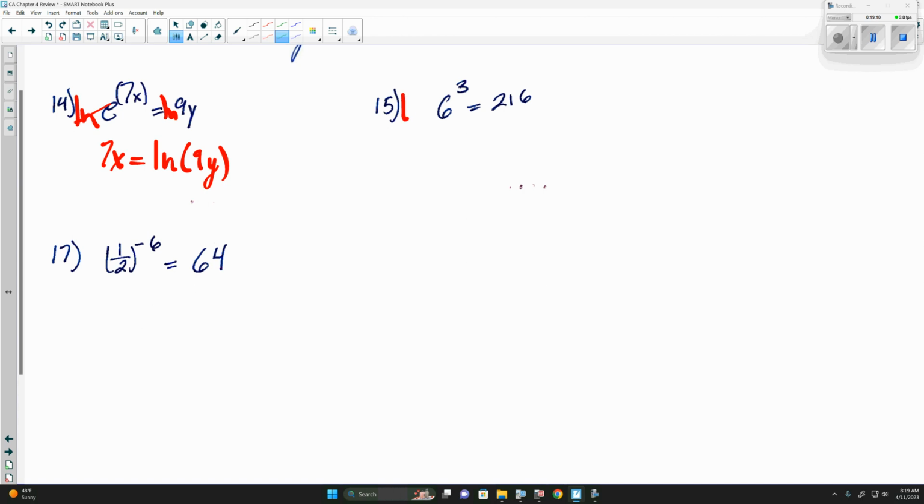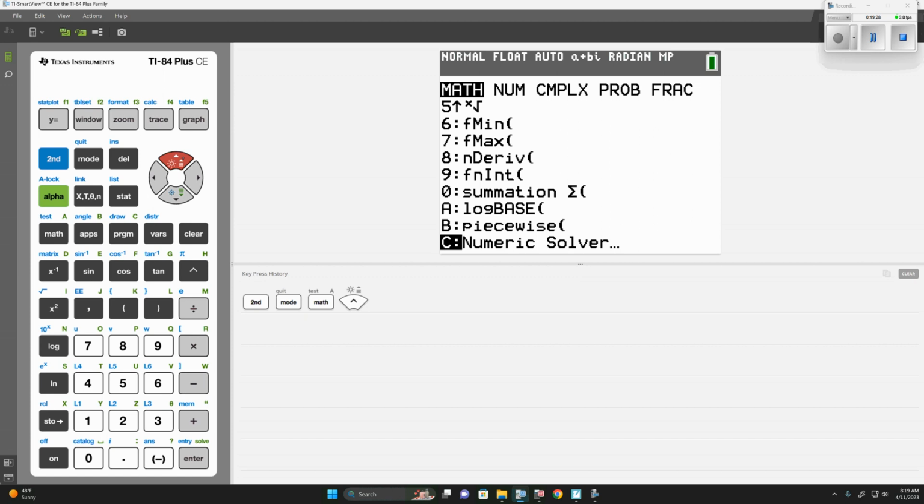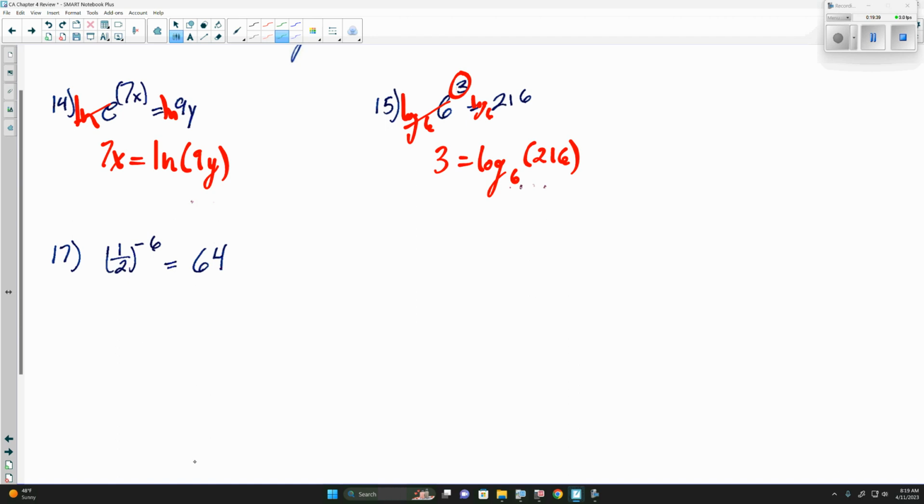On the next one, we can apply log base 6 to both sides. This cancels out, leaving us with 3 is equal to log base 6 of 216. And as we've seen with that one, I can check it in the graphing calculator. It tells me it is indeed 3. So plugging it in is a good way to check to make sure, is it giving us a true statement.